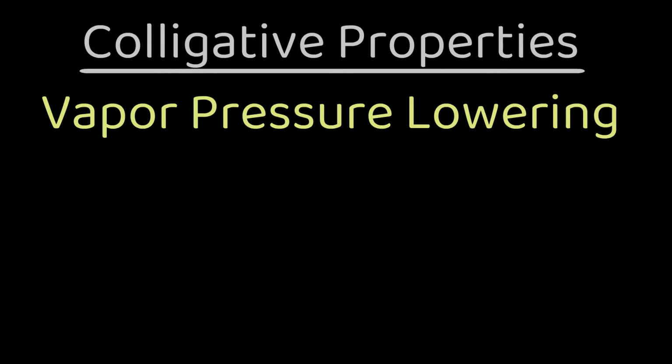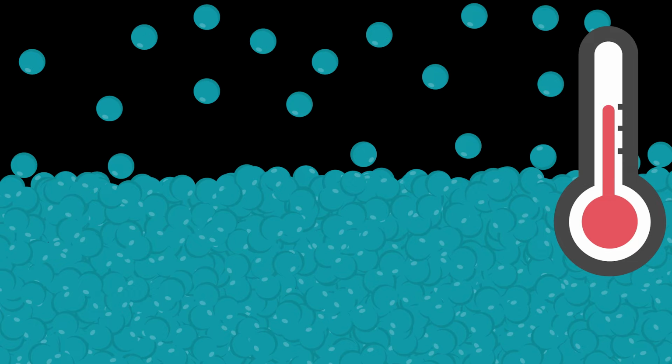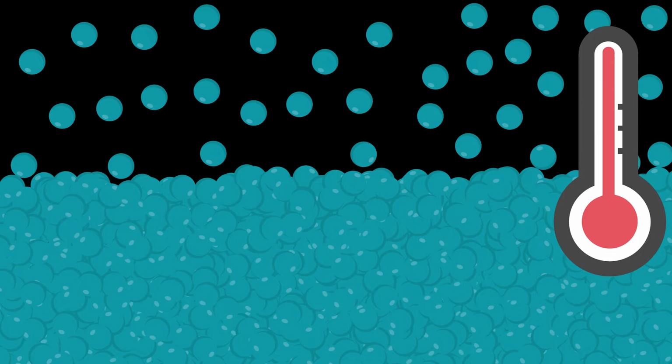Let's start with vapor pressure and how the vapor pressure of a solvent is affected by the introduction of a solute. Vapor pressure is the result of a small number of molecules from the surface of a liquid gaining enough energy to jump into the gas phase. The higher the temperature, the more molecules will cross this energy threshold. In a sealed container, the collisions of these gas particles with the walls of that container create vapor pressure.